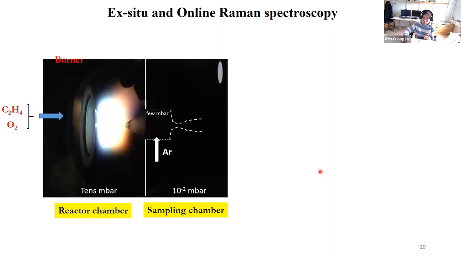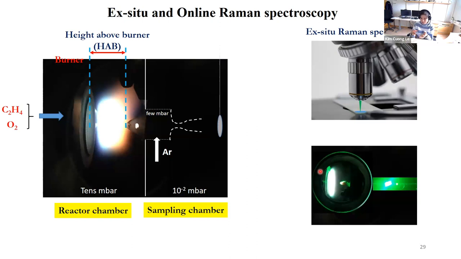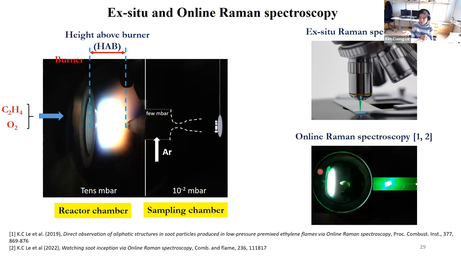In order to answer that, let me remind you about ex-situ and introduce the new concept of online spectroscopy. Ex-situ means that we deposit the sample on the surface and then we perform the measurement. And online means that we excite the sample in the aerosol phase and we detect the signal. So in the online technique, we don't have the sampling process. And also the interaction time between the laser and the sample is very short compared to ex-situ measurement.